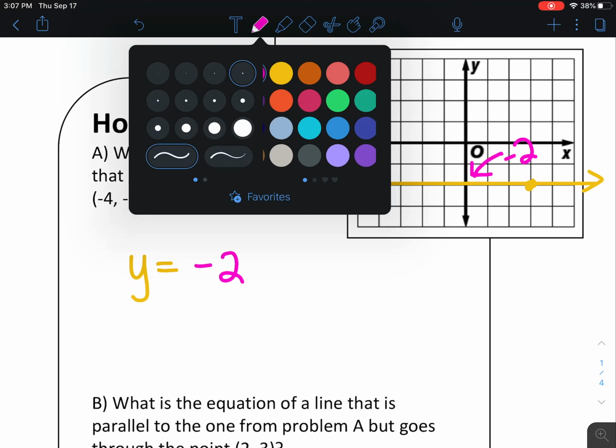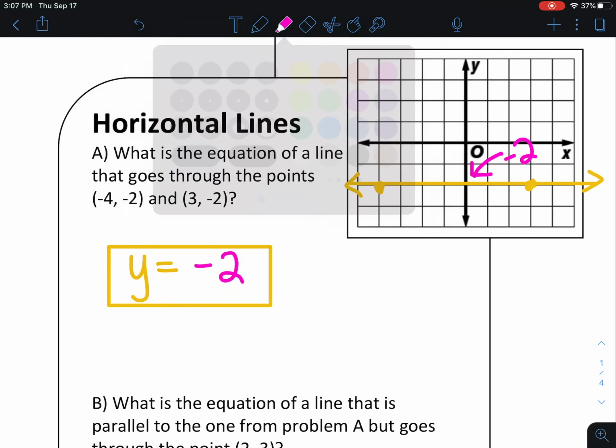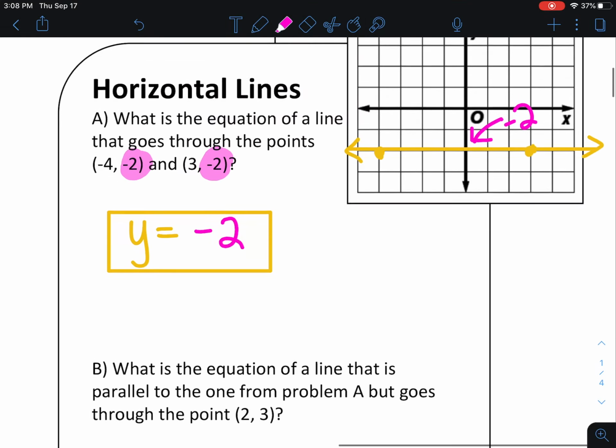All right, and that is that. So now, just note that this is a negative 2, and so is this. That is not by accident.